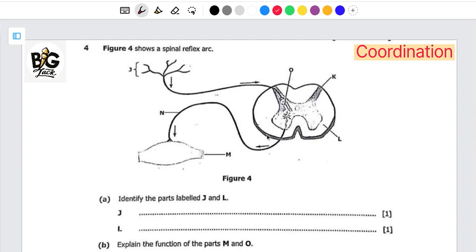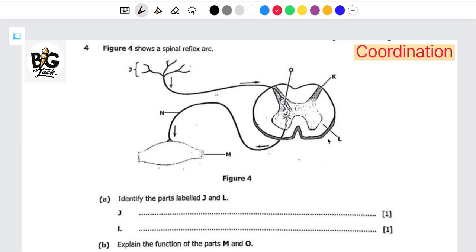As you all know, coordination is divided into two: the nervous system as well as the endocrine system. So this one is focusing on the nervous system. The nervous system is also divided into the central nervous system as well as the peripheral nervous system. So this is the central nervous system. The question says figure 4 shows a spinal reflex arc. So the spinal reflex arc takes place in the spinal cord.